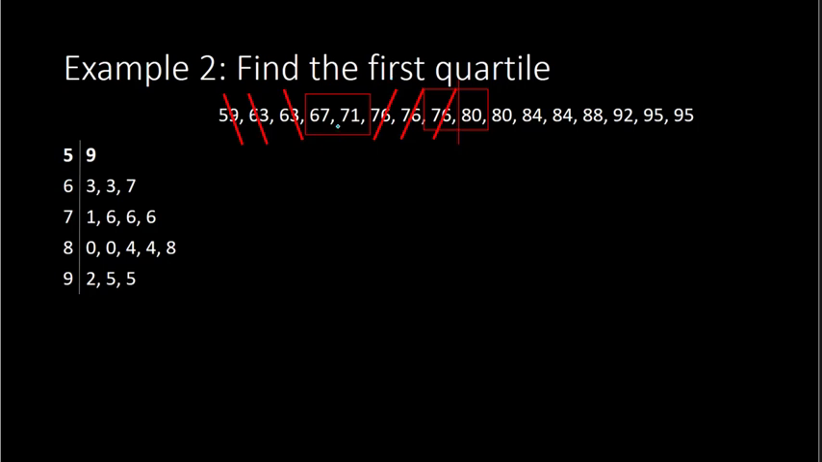Notice the median of this first half of numbers is a combination of 67 and 71. So I take the average of those two numbers by adding and dividing by 2. When I do that, I'm going to get 138 over 2, which would be 69. So the first quartile is 69.